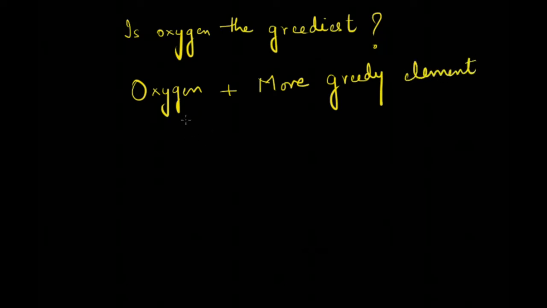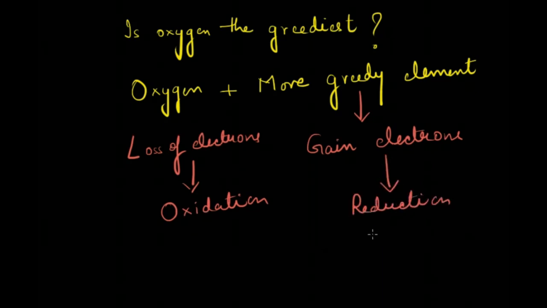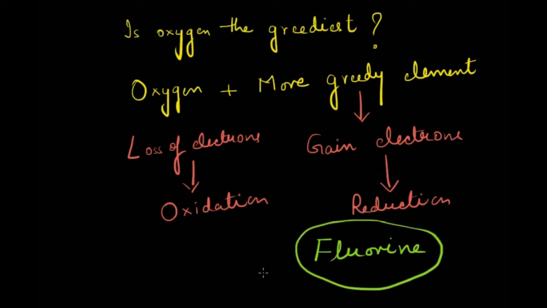The answer is those more greedy elements would gain electrons. And this poor oxygen has no other choice than to lose electrons to these more greedy elements. This means that oxygen undergoes oxidation, whereas these greedy elements undergo reduction. But who is powerful enough to make oxygen undergo oxidation? The answer is fluorine. Fluorine is the only element that can make oxygen undergo oxidation. Therefore, fluorine is the most electronegative element.